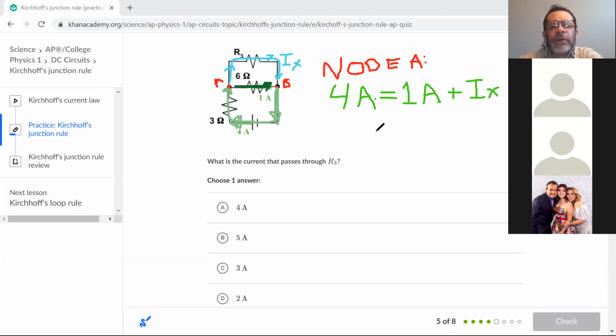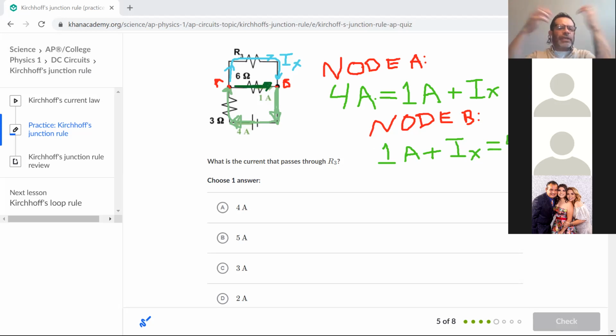Now let's do the same thing for node B. What's going into node B? Arrows are pointing inside. The 1 amp, correct, and the one we're trying to find, IX. And what is going out of node B? 4 amps. What do we notice here? These two expressions are equivalent.